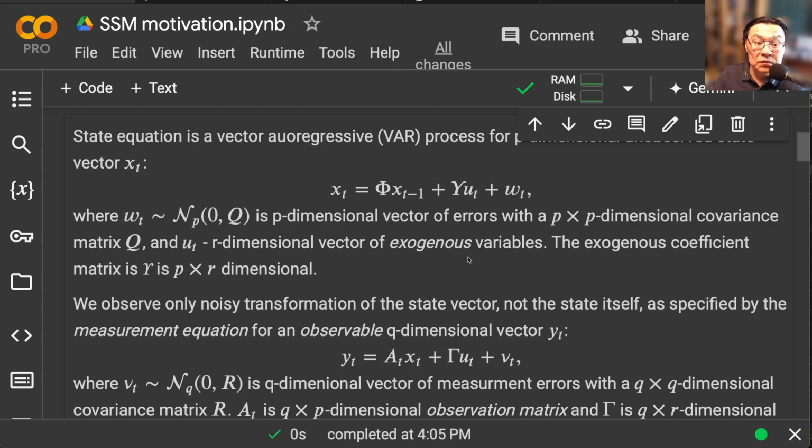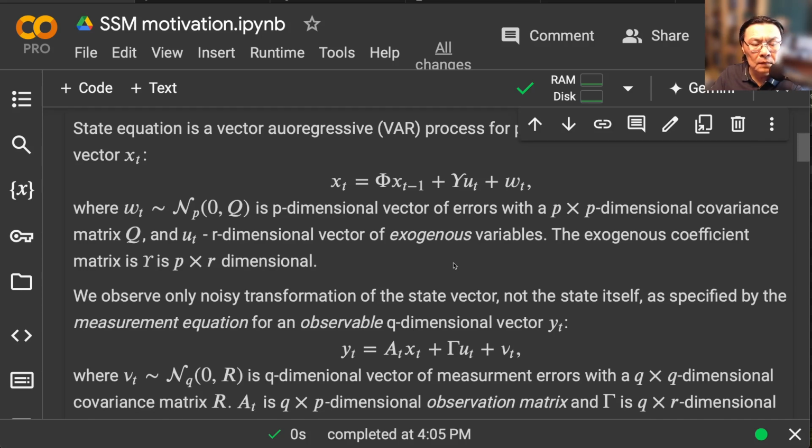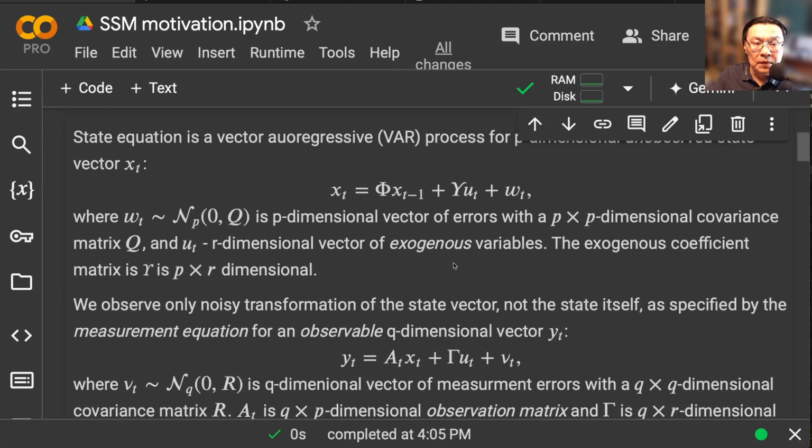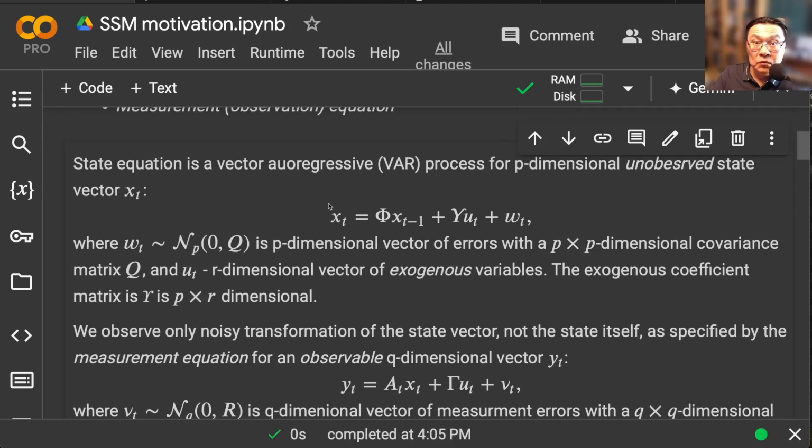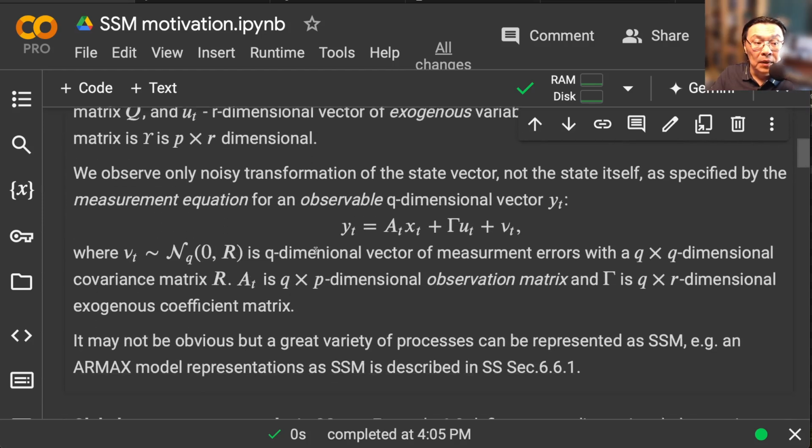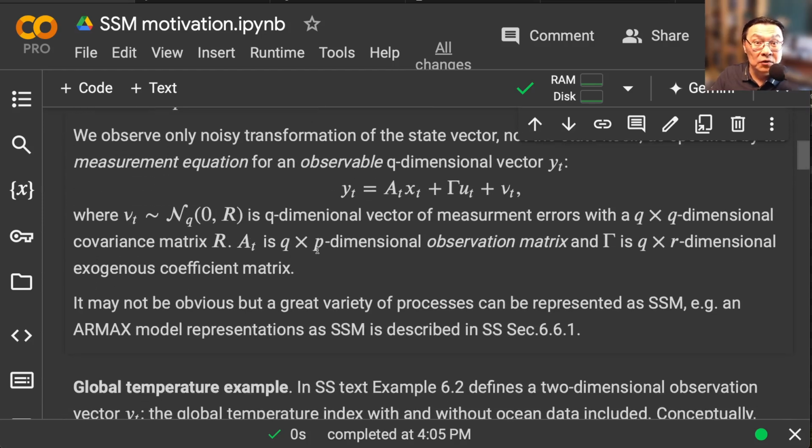So the Q is also a P by P matrix. Now, as I said, we do not observe the state directly, but we can measure it, and that measurement is in this variable y. So we can observe the variable y, which is driven by the state x.